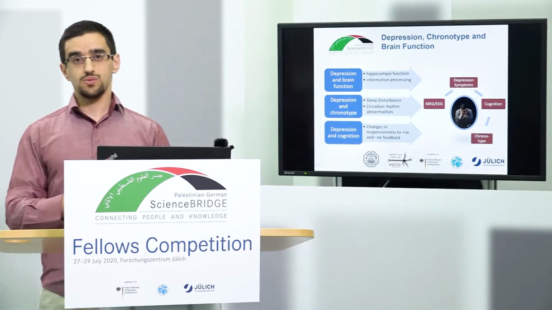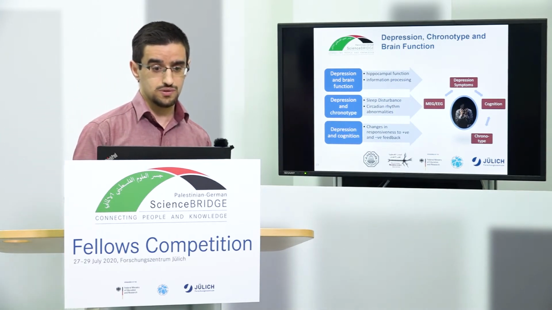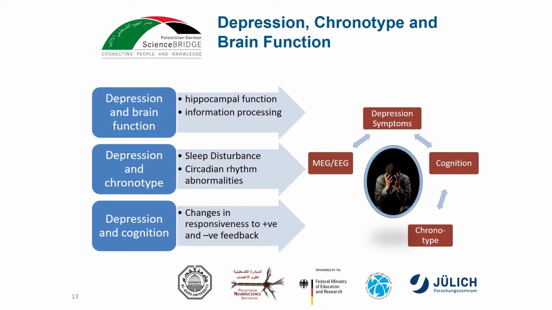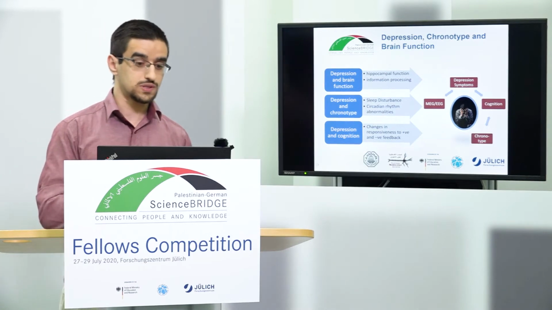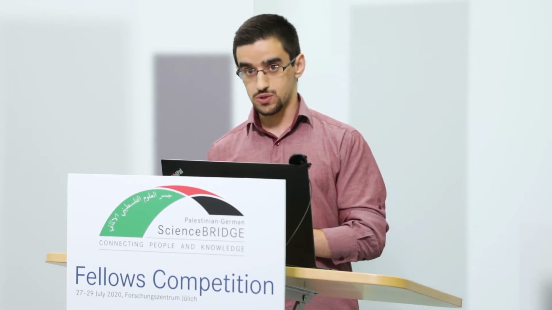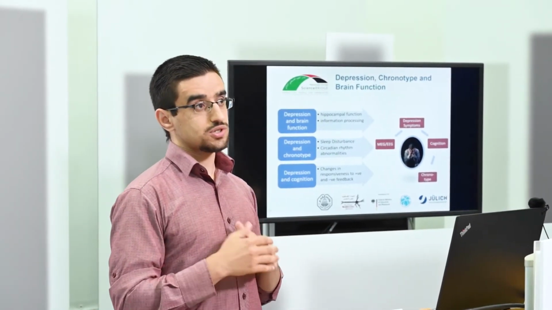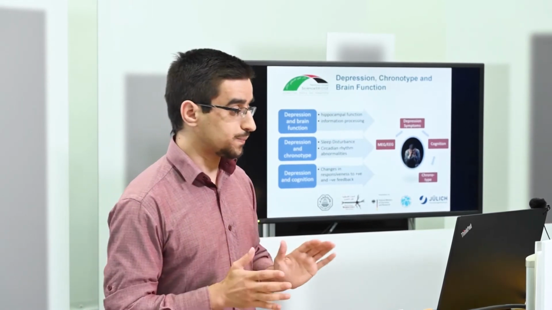Now, with that said, we can go into the theory behind the PhD project. First of all, these factors affect each other. First, depression affects brain function. This appears as changes in information processing and changes in hippocampal function, especially information processing in the hippocampus. Depression also affects chronotype. It appears as sleep disturbances in most people. Up to 70 to 80% have disruption in the sleep-wake cycle, and they complain of insomnia and such sleep problems, and circadian rhythm abnormalities such as changes in the hormonal rhythmicity, physiological functions such as temperature control, and so on.